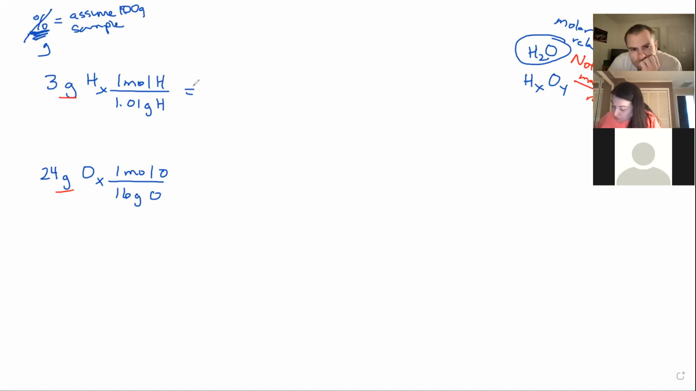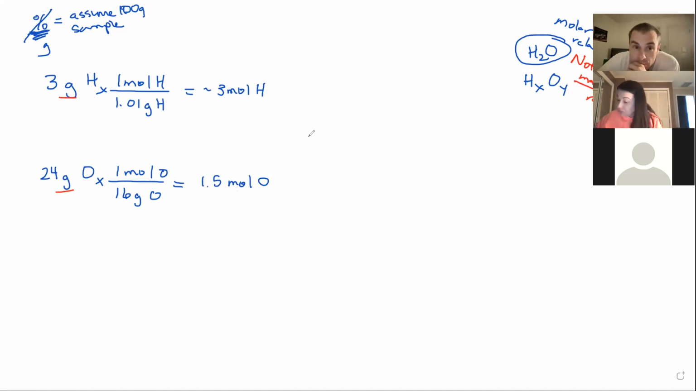So for this top one, and we're going to do some rounding with this. All right. So for this top one, this is approximately 3 moles of hydrogen. This over here gives us a value of about 1.5 moles of oxygen. So we have the molar relationship. For every 3 moles of hydrogen, we get 1.5 moles of oxygen.